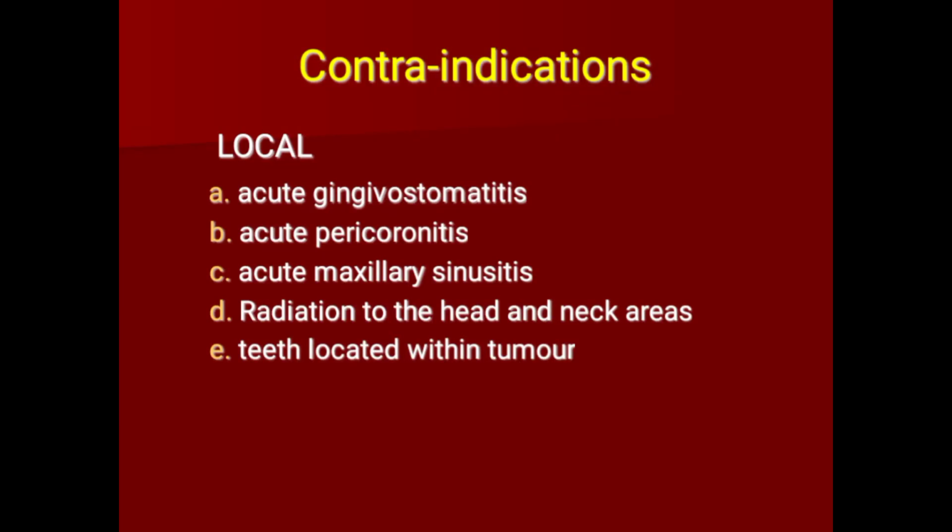Contraindications of tooth extraction. Number one, we will study acute gingival stomatitis. So, what happens in acute gingival stomatitis? Your gums are inflamed and the papilla is also inflamed, and the patient might be edematous. Edema is formed, and the patient feels pain. It is most commonly seen in children.